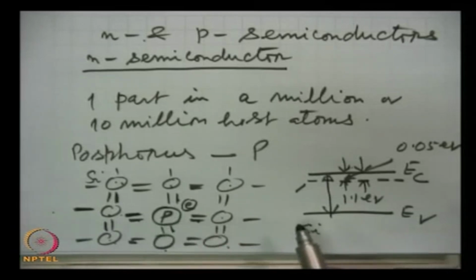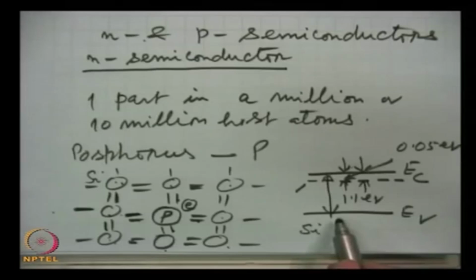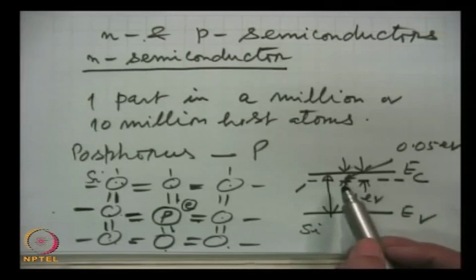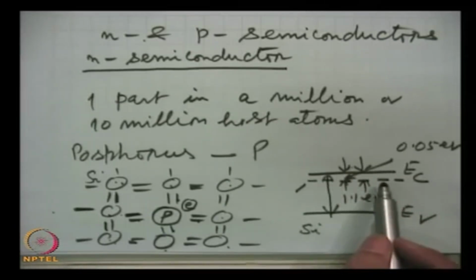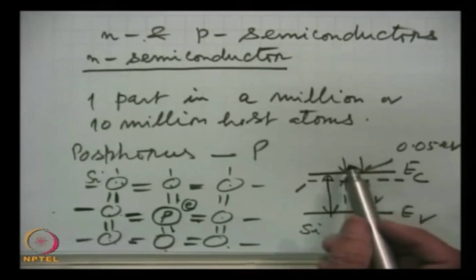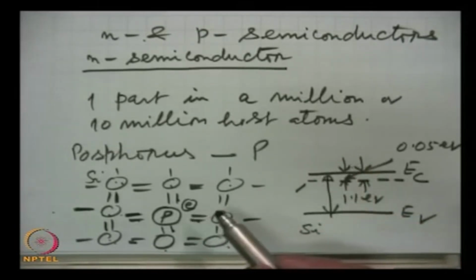Now, there are a few things you should note. One is that in an intrinsic material, each electron which has moved to the conduction band has left behind a hole. Therefore, in an intrinsic material the concentrations of electrons and holes are equal. In this case the fifth electron has moved to the conduction band, but it has not left behind a hole. So these electrons are extra, in excess of the charge carriers which were present in the intrinsic material.